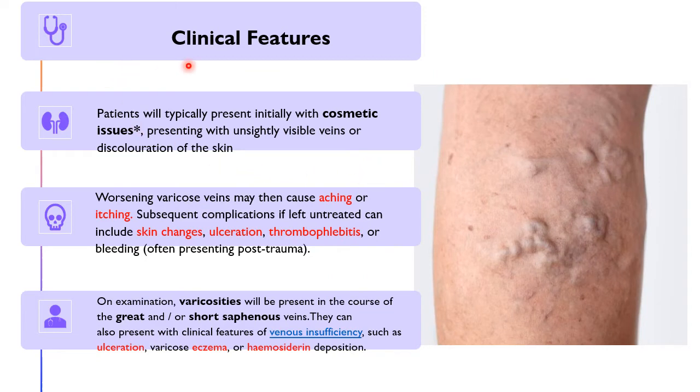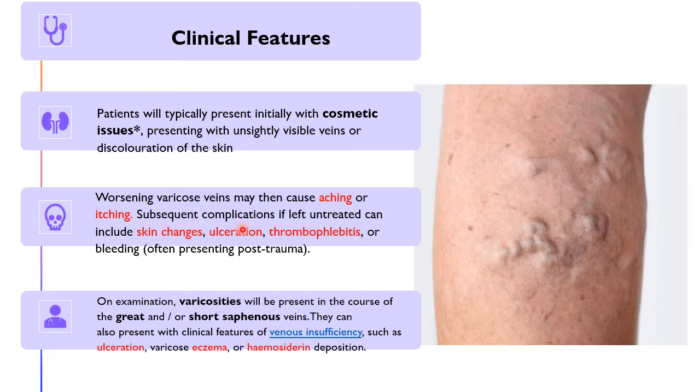The clinical features of varicose veins. Varicose vein patients will typically present initially with cosmetic issues like dilated and unsightly veins visible in the legs, or discoloration of the skin.